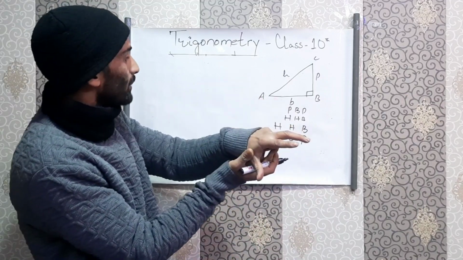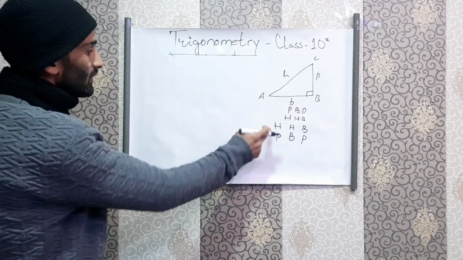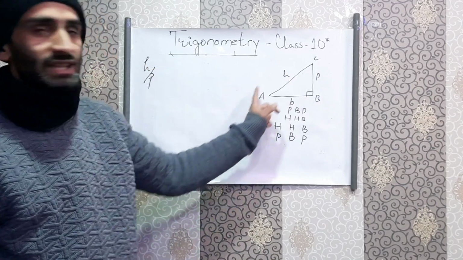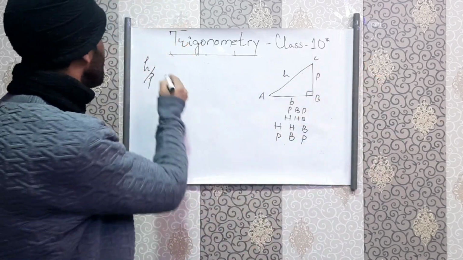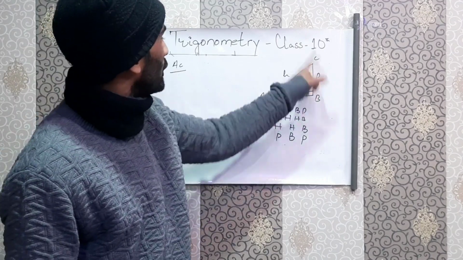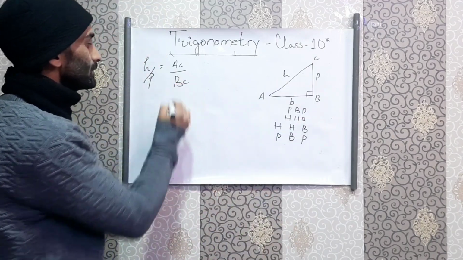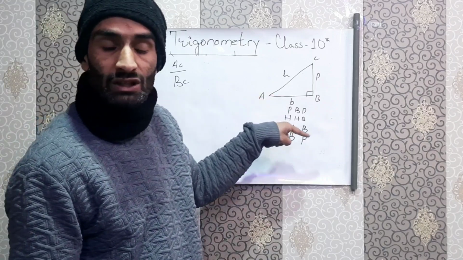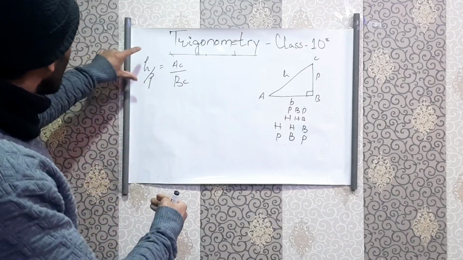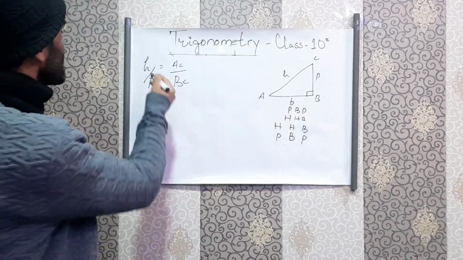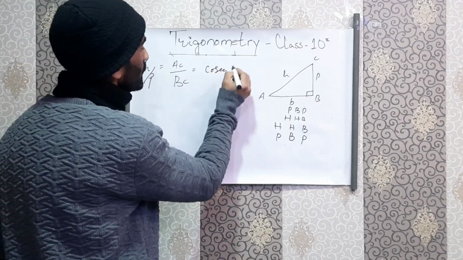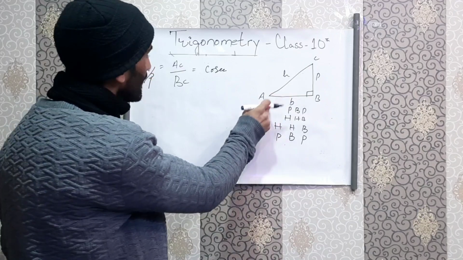Now the inverse of those ratios which we have learned. First one is hypotenuse by perpendicular. What is hypotenuse here? That is AC by, what's our perpendicular here? That is BC. Perpendicular by hypotenuse we call sine. And now we have written the reciprocal of sine, that is hypotenuse by perpendicular, we call it cosec. And the angle is A.